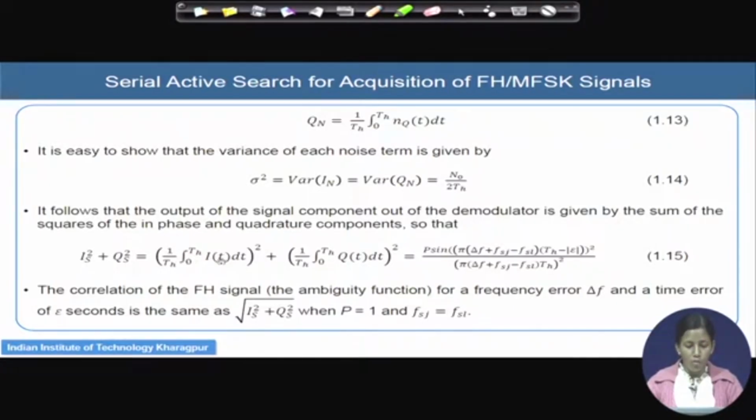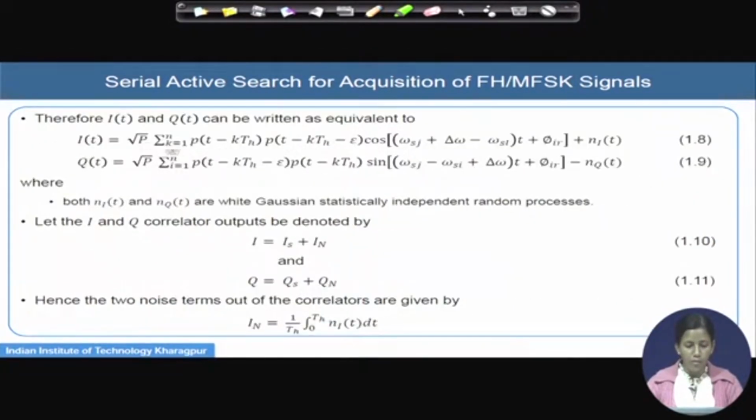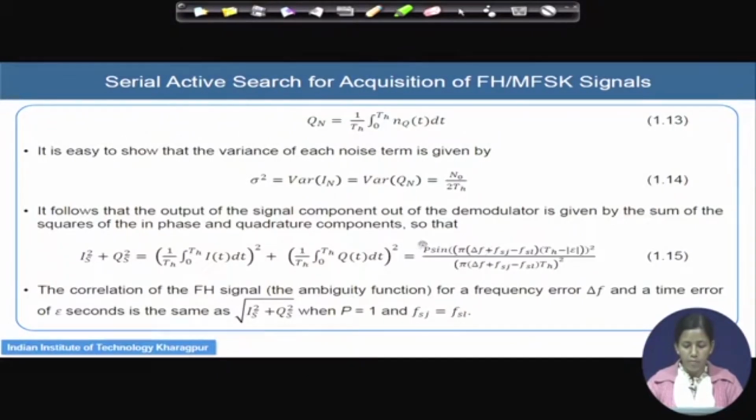And if you solve it by substituting the values of I(t) and Q(t) from equations 1.8 and 1.9, where will we end up? We will end up with this equation. Capital P is the power of the transmitted signal. Del F, we understand, is the contribution coming from the Doppler frequency or the Doppler shift.